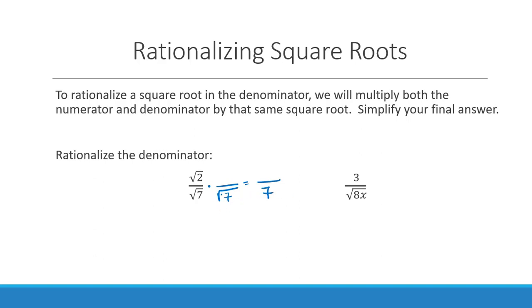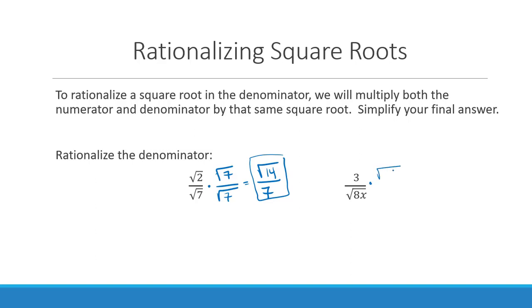Now here's the thing about fractions though. Whatever you do to the denominator, if you want to keep it equal, you have to do the same thing to the numerator as well. So the square root of 2 times the square root of 7 is going to give me the square root of 14. Now you do want to check to see if anything can be reduced, which the square root of 14 can't. So this would be your rationalized denominator. So this would be your new fraction.